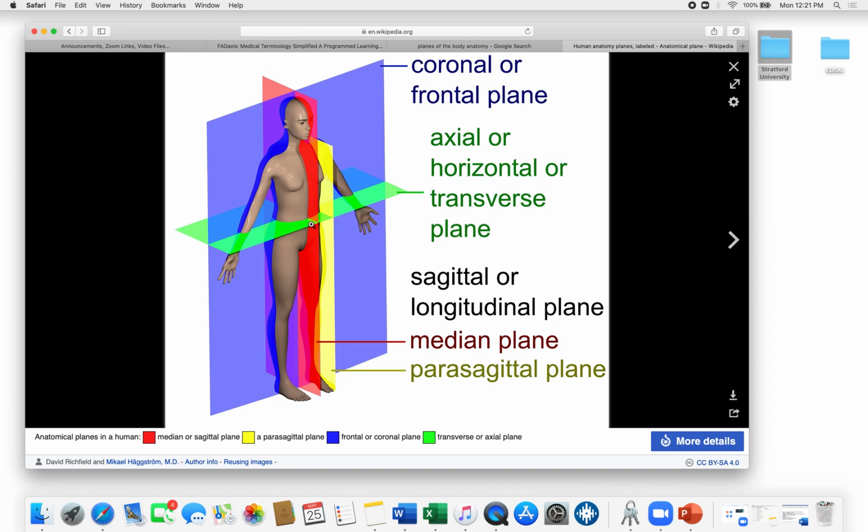Now, if I have a transverse plane, that means I'm cutting, now the coronal frontal plane is cutting my patient from the front to the back. Transverse plane is cutting my patient from the top part to the bottom part. And sagittal or mid-sagittal is cutting my patient in half. So let's look at some examples of coronal plane first.